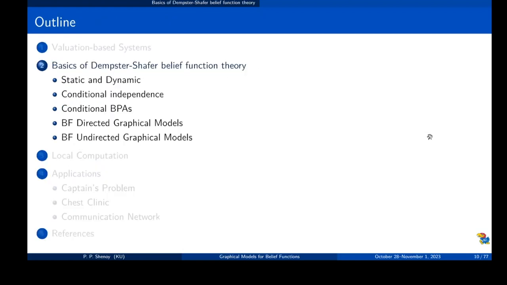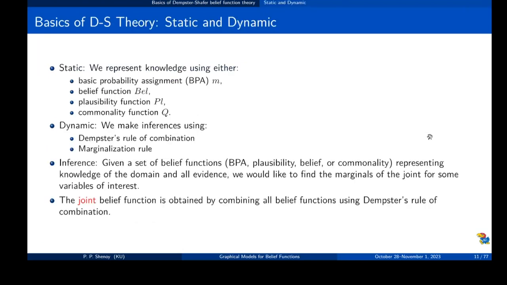So let me come to belief function theory. In it, we represent knowledge by using what the theory calls a mass function. I use Shafer's terminology: basic probability assignment, simply BPA, is a mass function, M. There are also the belief function, plausibility, and commonality, but in practice we use M most of the time. And of course the dynamic part is Dempster's rule of combination, which is the product intersection rule, followed by normalization.